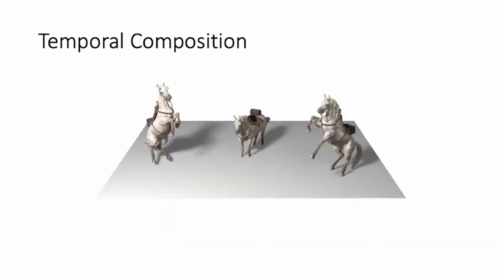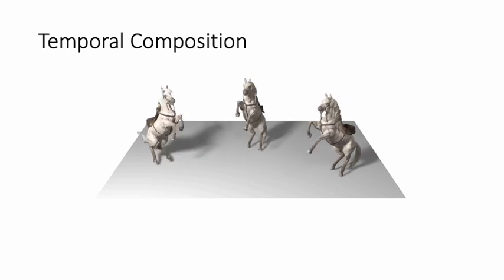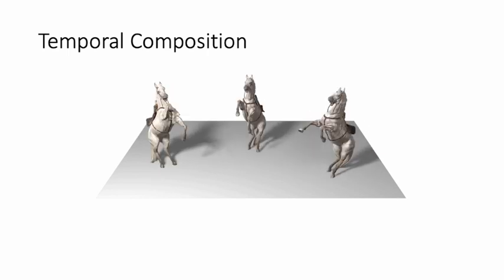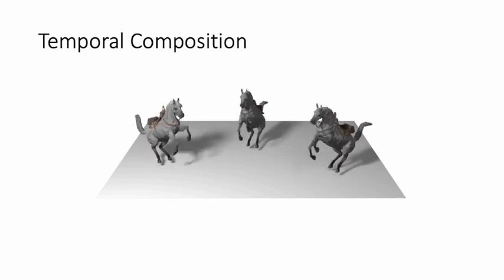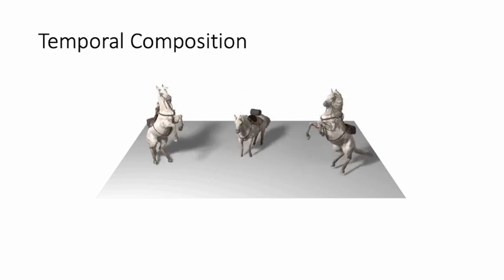Here is another example of temporal composition, where all horses share the same motion prefix, indicated in faded colors. The generated results, however, are unique to each horse.